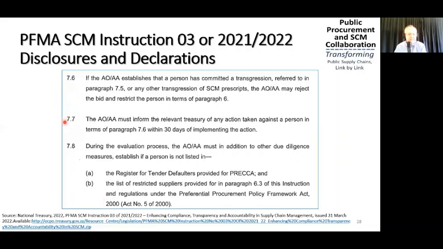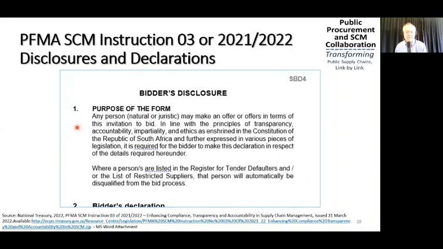If you do decide to take action against them, then you have to inform Treasury. This, I think, is going to pose some challenges, particularly if they are restricted, which often does happen. You then have to tell them. We didn't have to do that in the past. Some interesting forms. Let me quickly run through what SBD4 is all about.